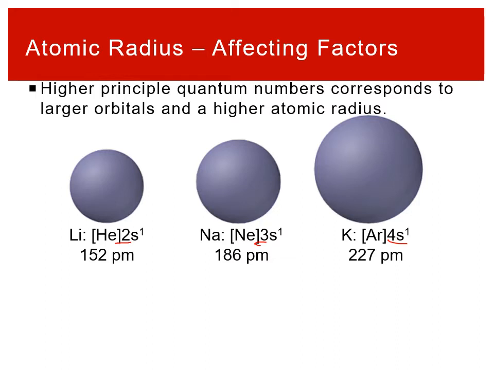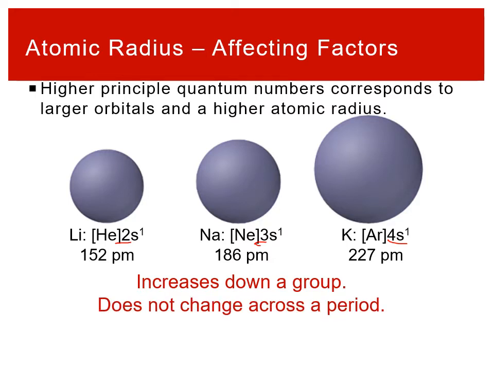On the periodic table, that highest shell is going to vary. It increases down a group. We can see lithium, sodium, and potassium. That's group 1A, just going down. So we can see that this is changing. As we go down a group on the periodic table, we get to higher quantum numbers, and we'd expect to find larger orbitals and therefore larger atoms. One thing to note, this does not change across a period. So this is one factor that affects size. It doesn't change on a period.